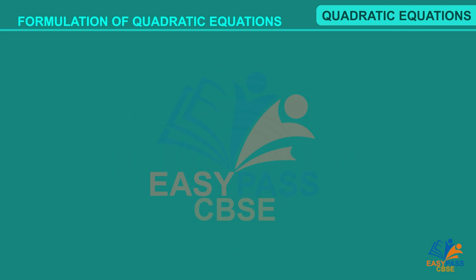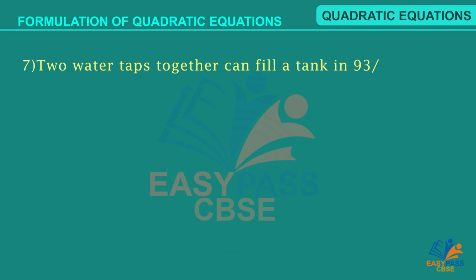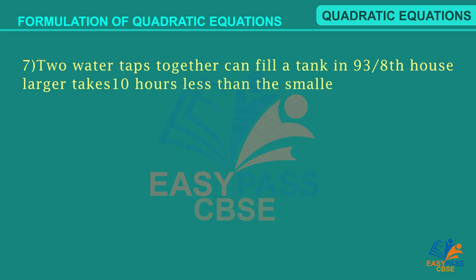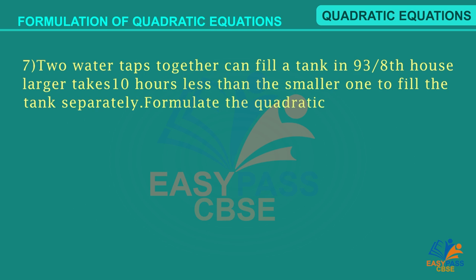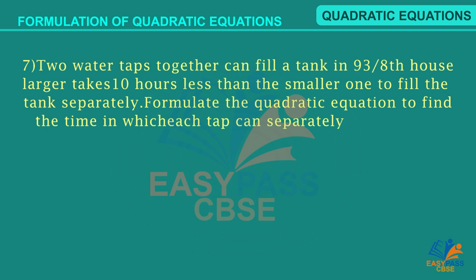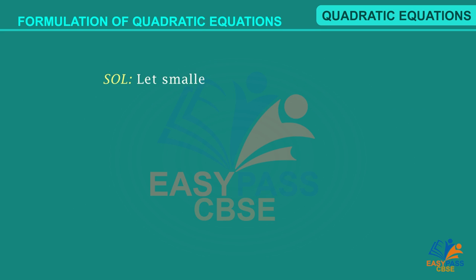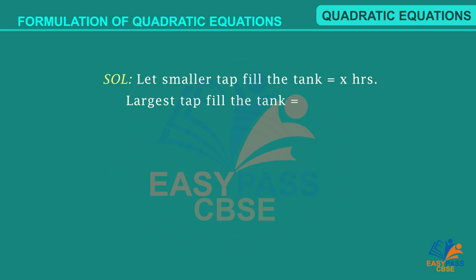Come to the 7th example. Two water taps together can fill a tank in 9 3/8 hours. The larger takes 10 hours less than the smaller one to fill the tank separately. Formulate the quadratic equation to find the time in which each tap can separately fill the tank. Suppose the smaller tap fills the tank in x hours, then the larger tap fills the tank in x minus 10 hours.